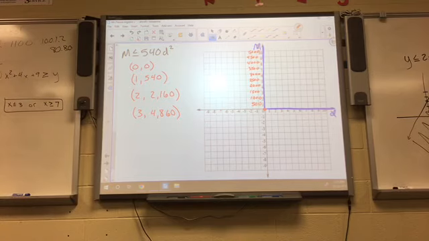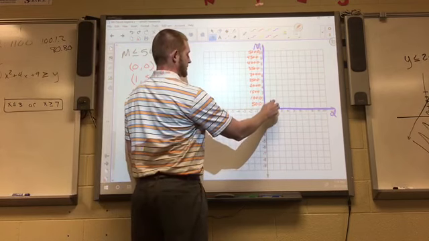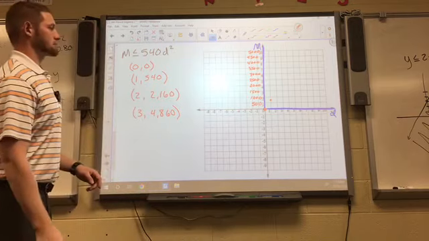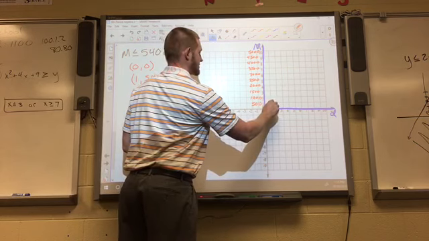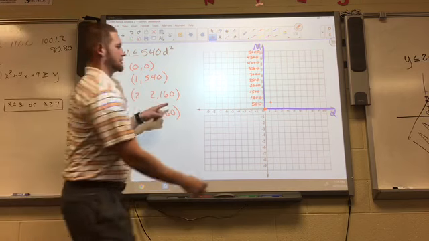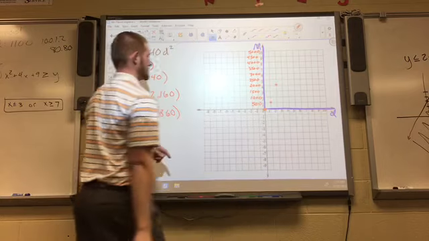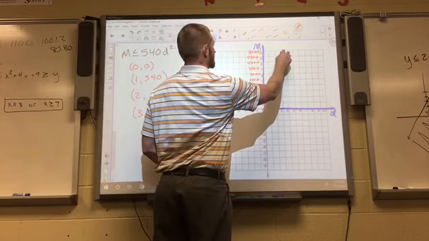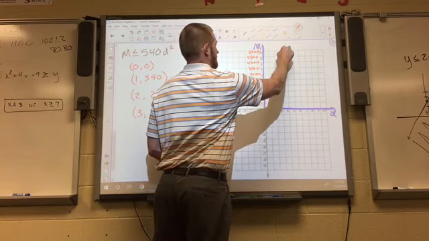So now I should be able to get this graph, right? Yep. So I graph (0, 0). I graph (1, 540), which is almost there. Actually, that's too high. It's probably somewhere like there. Then 2, a little over 2,000. And 3, almost 5,000. Right? Yep. And it's this one.